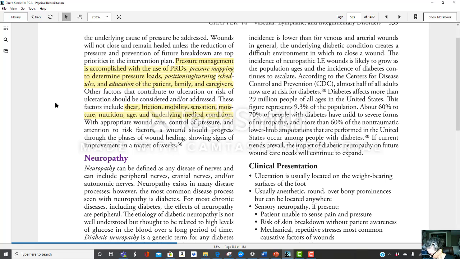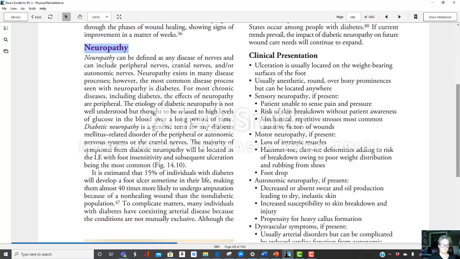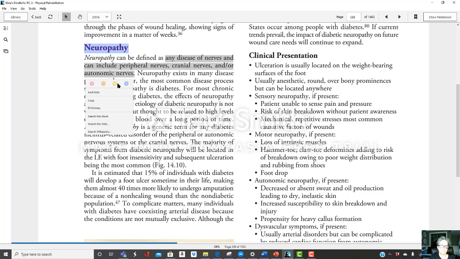Neuropathy. Neuropathy can be defined as any disease of nerves and can include peripheral nerves, cranial nerves, and/or autonomic nerves. Neuropathy exists in many disease processes. However, the most common disease process seen with neuropathy is diabetes. For most chronic diseases, including diabetes, the effects of neuropathy are peripheral. The etiology of diabetic neuropathy is not well understood but thought to be related to high levels of glucose in the blood over a long period of time.